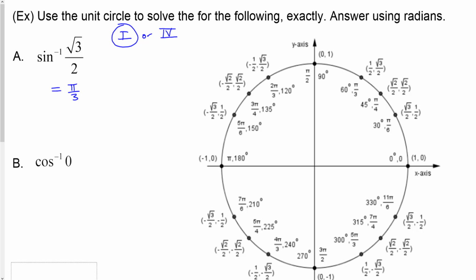B, the arccosine of 0. So the cosine is the x-coordinate, and for arccosine we just have to remember we're going to answer in quadrant 1 or quadrant 2. And since this is positive, that's going to put us in quadrant 1. Technically it's going to be a quadrantal angle, but it doesn't make a lot of difference because this is the only value in the range from 0 to pi where cosine is 0. That's the x-coordinate. So the answer here is pi over 2.